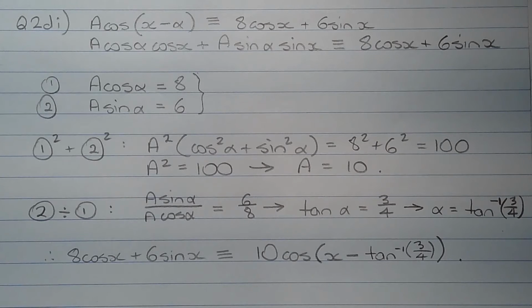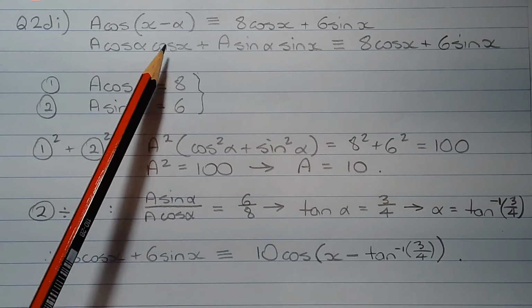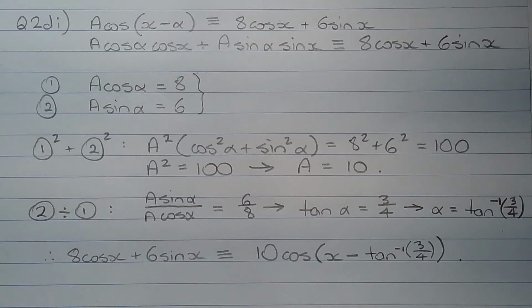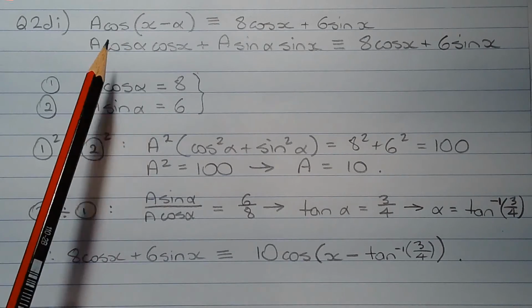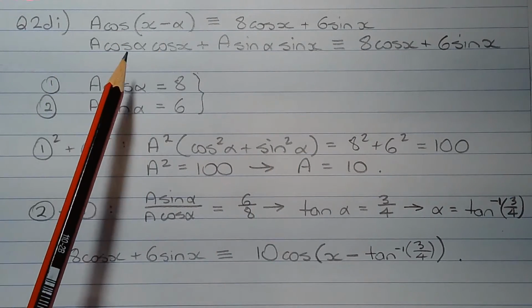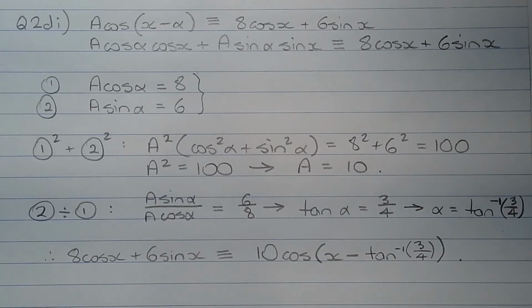Then we equate the coefficients of cos x and sin x. So the coefficient of cos x on the left-hand side is a cos alpha, and the coefficient of cos x on the right-hand side is 8. So the coefficients must be equal. So a cos alpha is equal to 8 and a sin alpha is equal to 6.